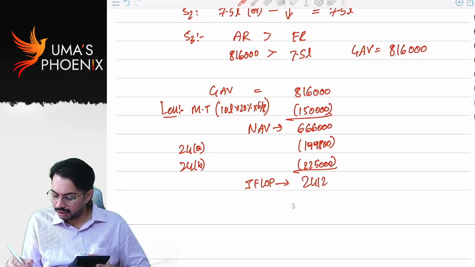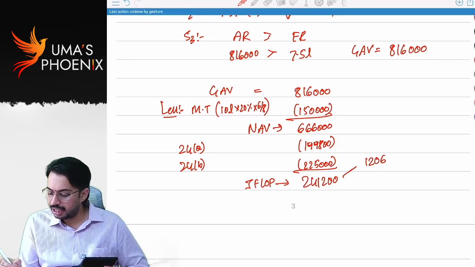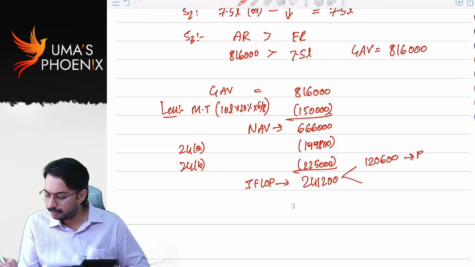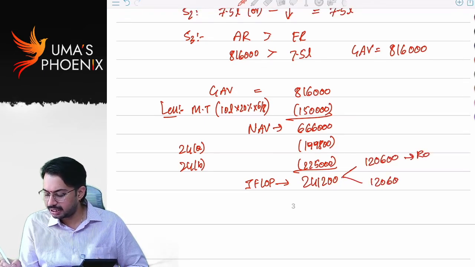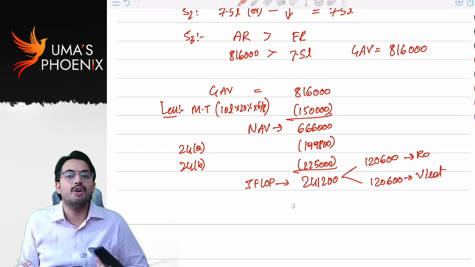2 lakh 41,200 divided by 2. 1 lakh 20,600 is for Rohit. 1 lakh 20,600 is for Virat. So this is let out property.